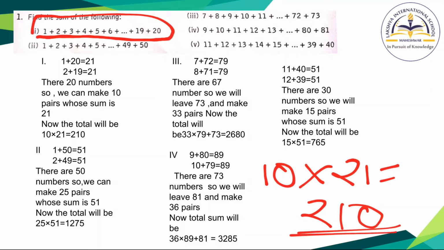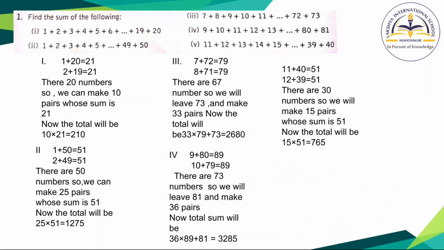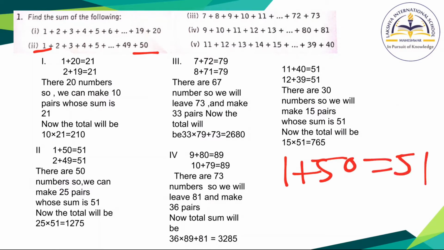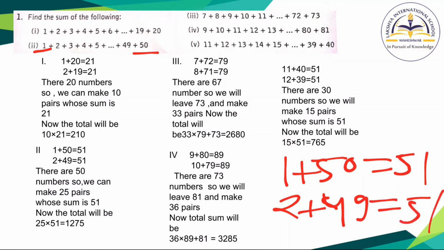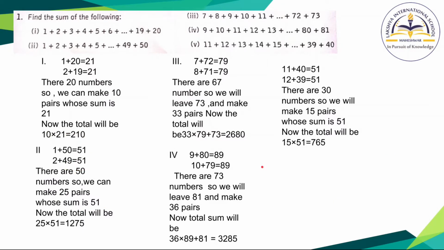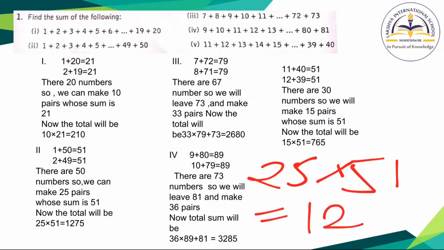Now we will see question number 2. 1 plus 2 plus 3 plus 4 plus 5 up to 50. Here again we will solve in the same manner. 1 plus 50, 2 plus 49, we will get 51. Now there are 50 numbers, so we can make 25 pairs whose sum is 51. Now we can easily multiply 25 and 51. We will get our answer, 1275.